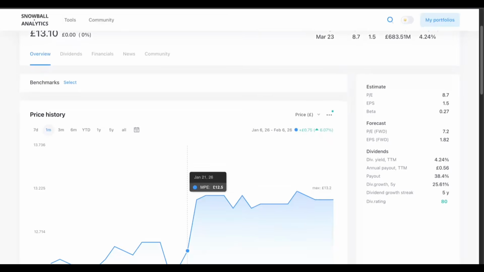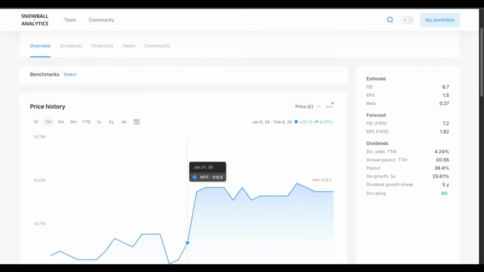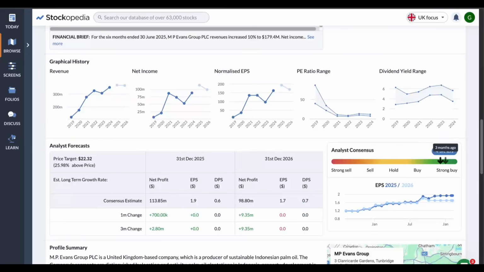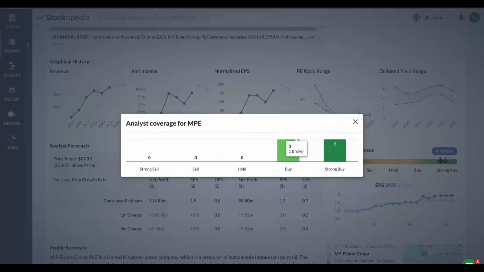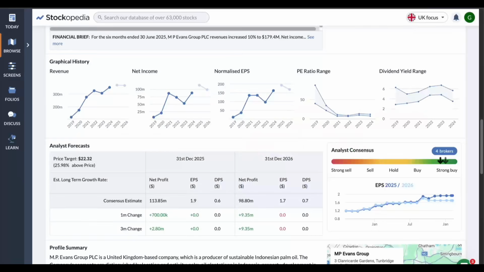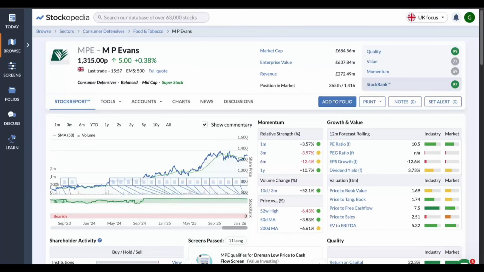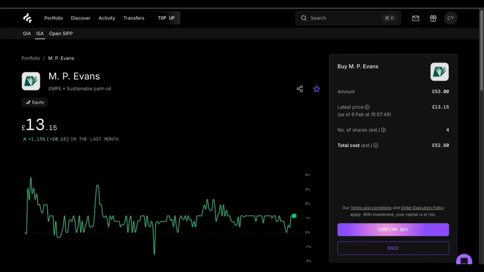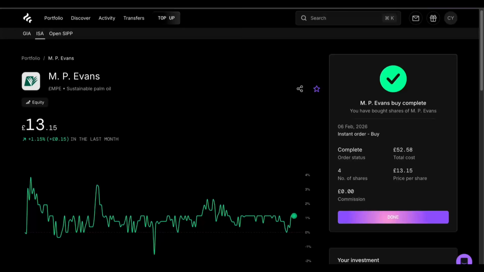Over the last month, we can see they've had a very good performance as well, being up 6.07% as highlighted earlier in today's video. Right now, the analyst consensus is that it is a strong buy, with there being one buy and one strong buy, with a price target at $22.32, which is around 26% above the current price. And they have an extremely impressive stock rank score, which currently sits at 97. I'm going to be adding 4 shares to my current position for a total amount of £52.60. So that's all the buying for today's video.